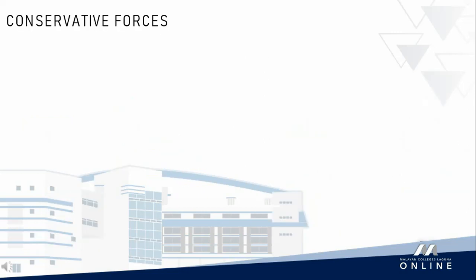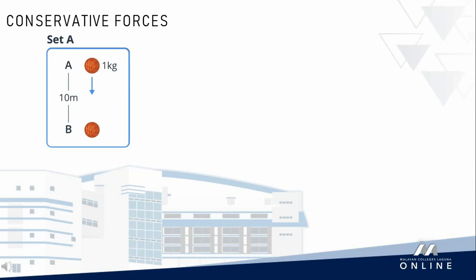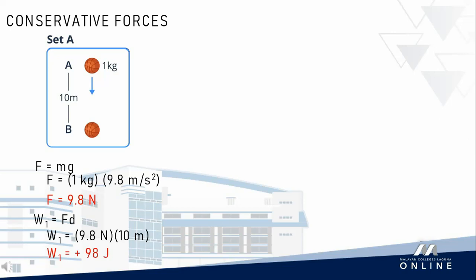To further analyze this type of force, assuming a 1 kilogram ball were to move downward by 10 meters from point A to point B, the gravitational force acting on the ball can be computed using the formula F is equal to mg, which, when we substitute the given and perform the indicated operation, our final answer would be 9.8 newtons. Given this force, what is the work done by the gravitational force? Correct, it is 98 joules, which we get by multiplying force and distance.